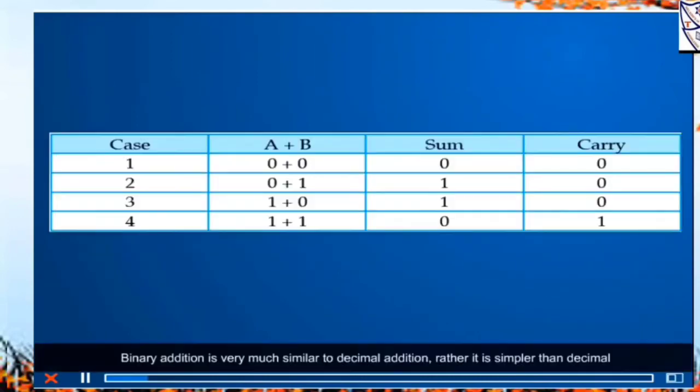Binary addition. Binary addition is very much similar to a decimal addition, rather it is simpler than decimal addition as it involves only 4 possible additions of bits as shown below. In the fourth case, binary addition is creating a sum of 1 plus 1 is equal to 10, that is 0 is written in the sum column and a carry of 1 over to the next column.